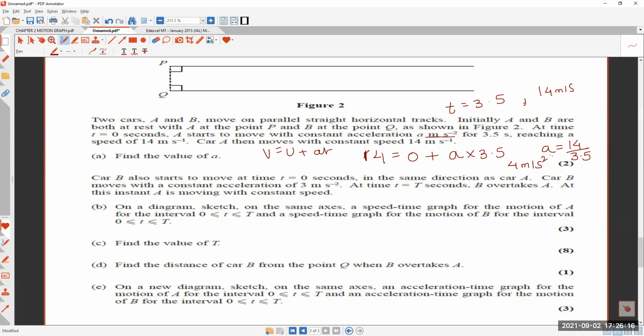Clear? Zubair, this is clear, right? Car B also starts to move at t equal to 0 seconds in the same direction as car A. Okay, it started at the same timing. Car B moves with a constant acceleration of 3 meter per second squared. At time t is equal to t seconds, B overtakes A. At this instant, A is moving with constant speed.